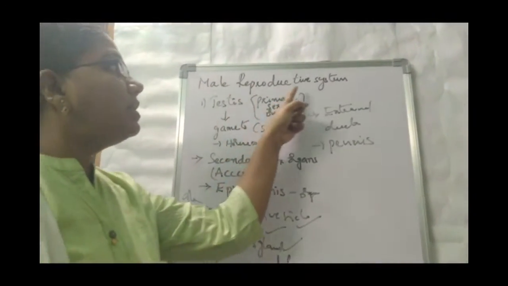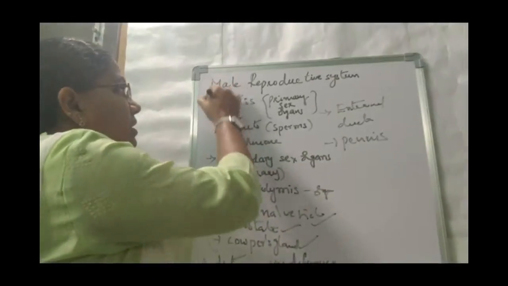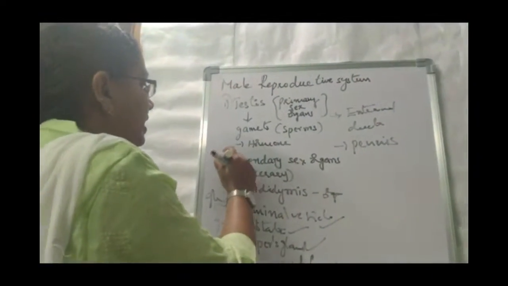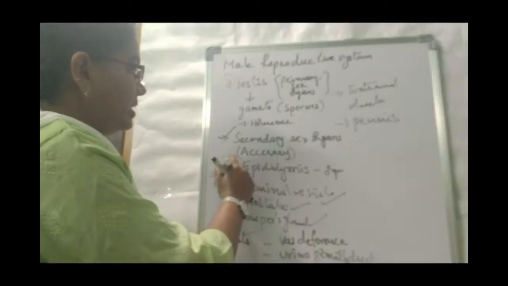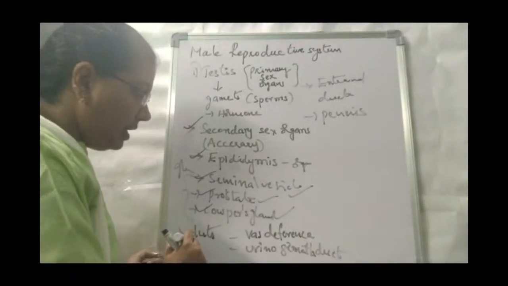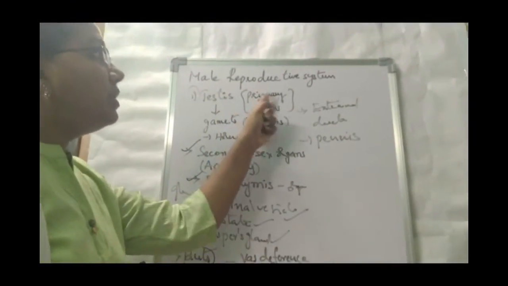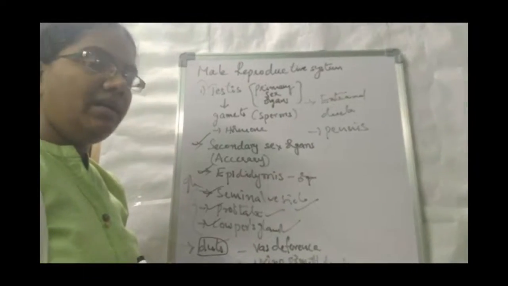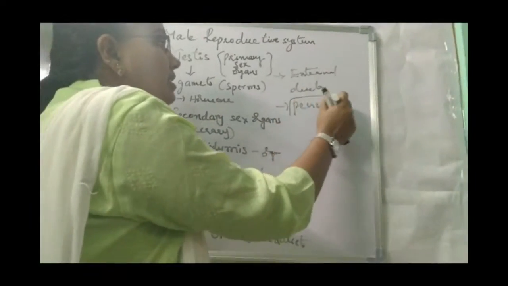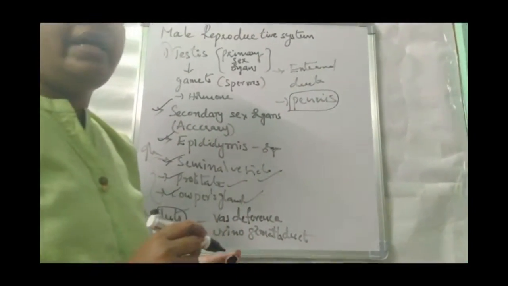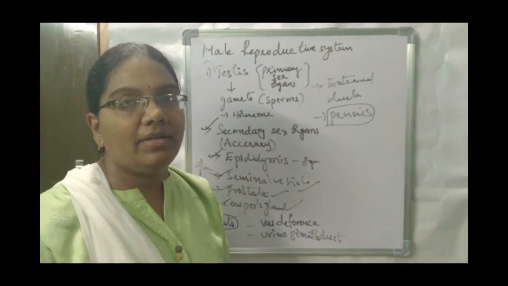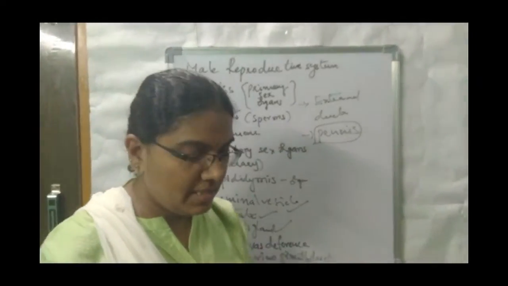In the male reproductive system, first we have a pair of testes. Second are the secondary sex organs. Third are the epididymis, seminal vesicles, prostate gland, Cowper's glands, and some ducts that also play a major role in the reproductive process, that is the vas deferens and the urogenital duct. Here another important organ is the penis. The penis is called the external genital organ. Now we need to discuss the structure of the testis.